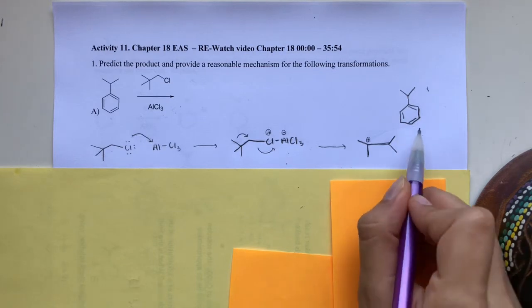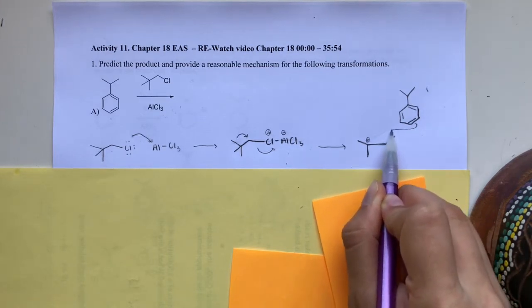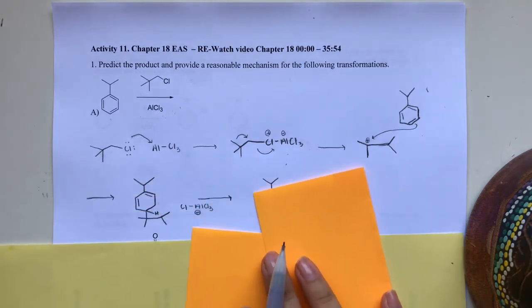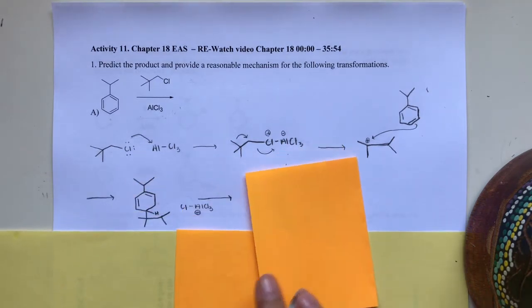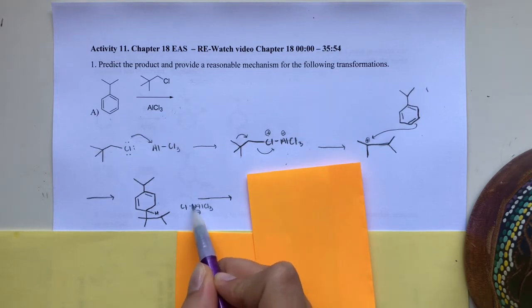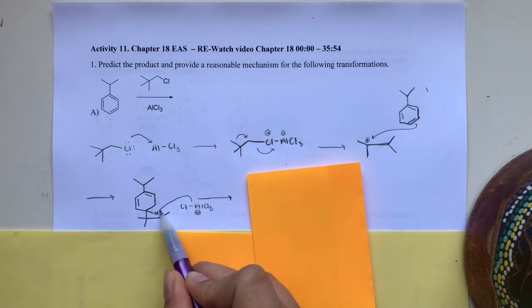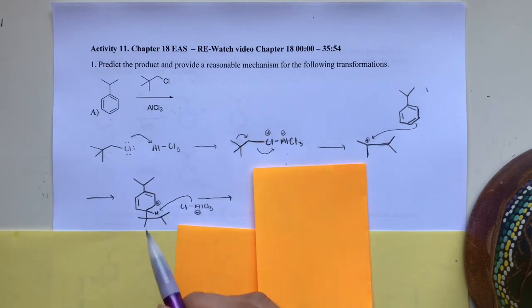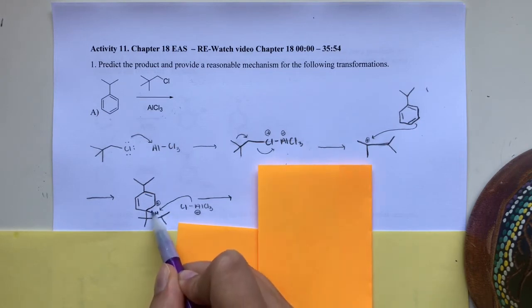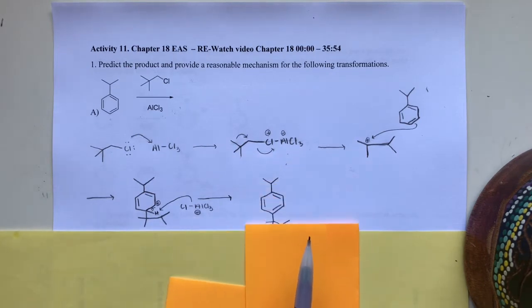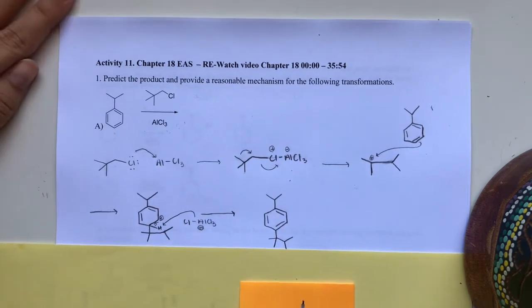So these electrons act as a nucleophile and attack this carbon to add here in the para position. The bond between the Cl and AlCl3 takes the hydrogen, and this carbon is positively charged. And the hydrogen donates its electrons to make a double bond in a process called proton transfer. And then this is your final product.